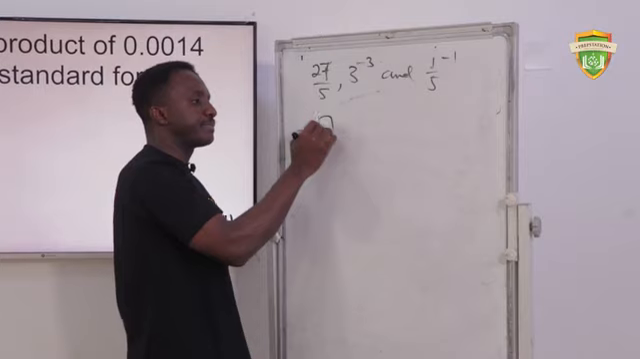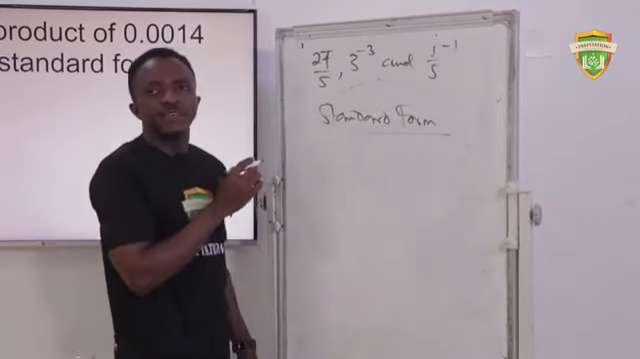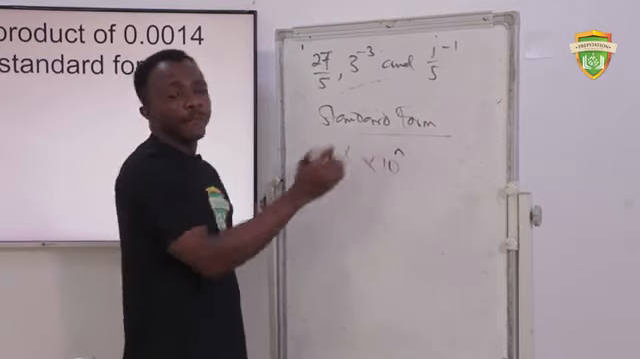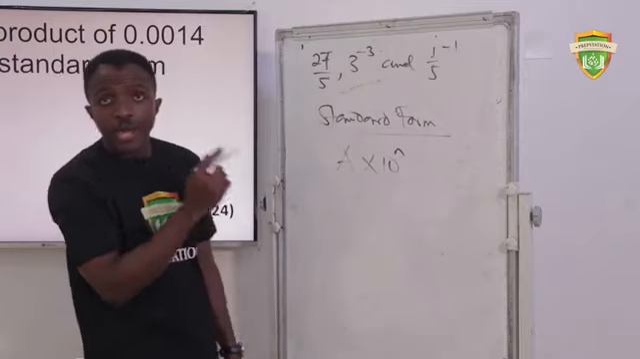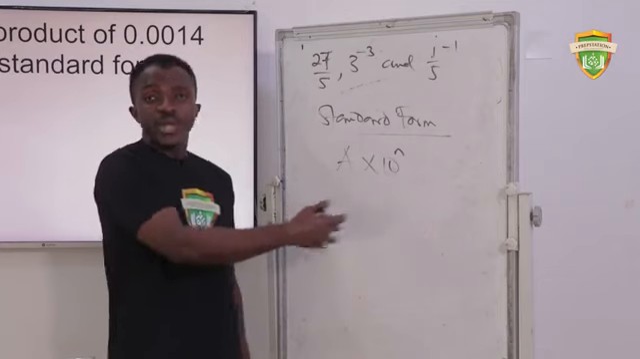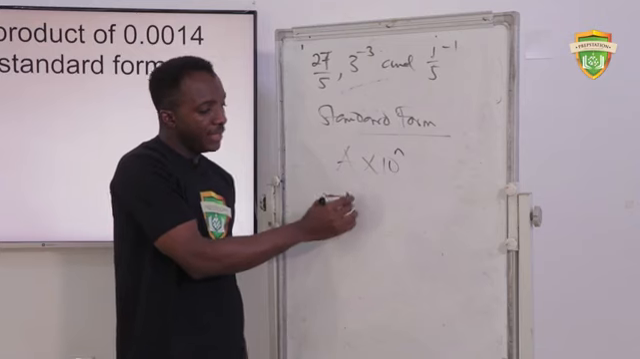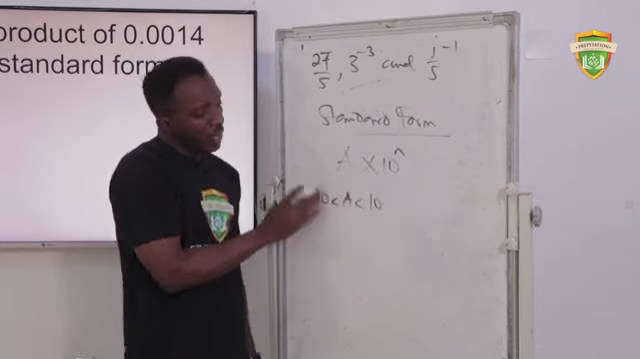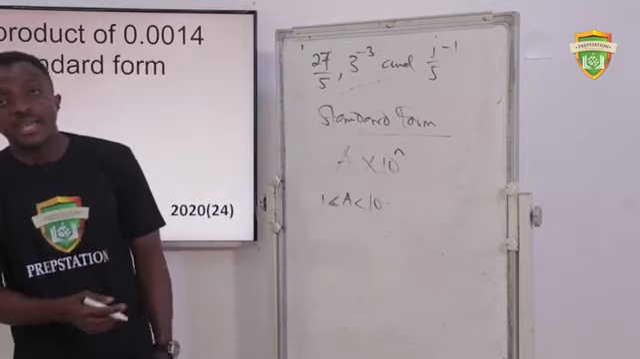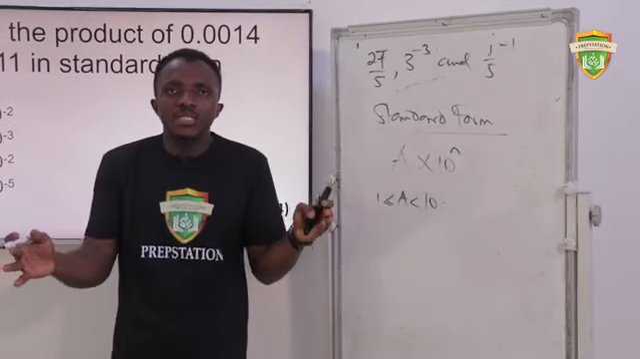Remember standard form. When you are told to express a number in standard form, all you are required to do is to express the number in this form: A times 10 raised to the power n. Now A is simply any number that falls within this range: 1 less than A less than 10. What that means is that A is between 1 and 10.